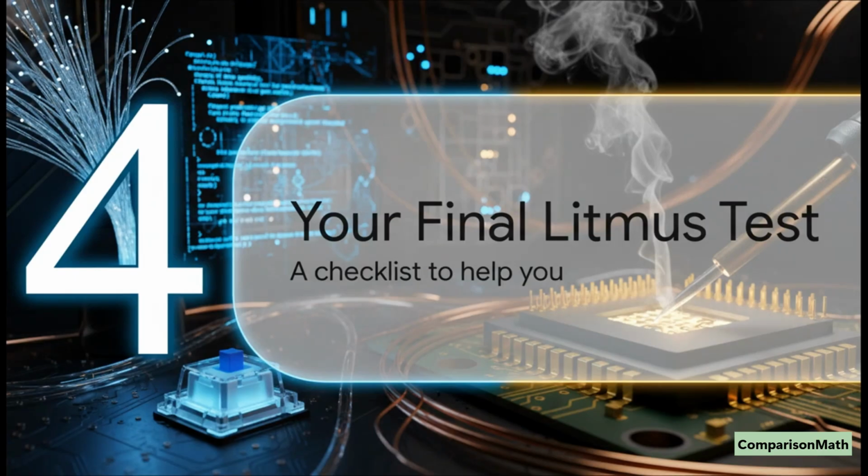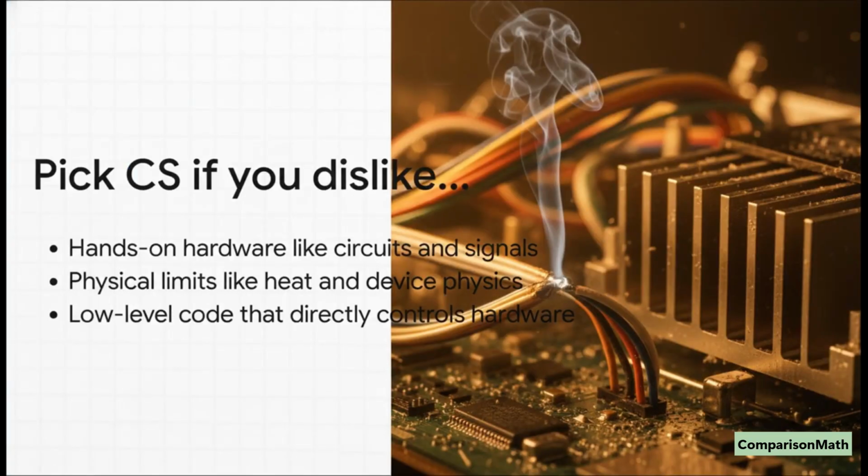Now, let's bring it all back to you. You know, the best way to choose is often to figure out what you don't want to do. So let's do a little litmus test. Let's start with computer science. You should probably pick CS if you hate the idea of soldering irons and oscilloscopes. If the messy, physical limitations of wires and heat just annoy you, and you really don't want to get into low-level languages like assembly, then CS is probably your path.